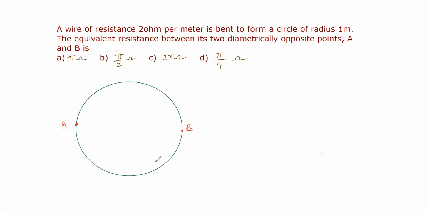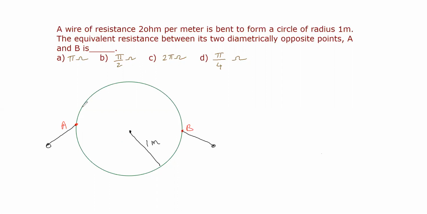Here we assume this is the wire which is bent in the form of a circle. This point A, this point B, these 2 points are taken diametrically opposite points. Now we are considering the radius of this circle as 1 meter because 1 meter is given. And one more thing is given: for 1 meter of wire, resistance is 2 ohm. That means between A and B only we need to find the effective resistance.